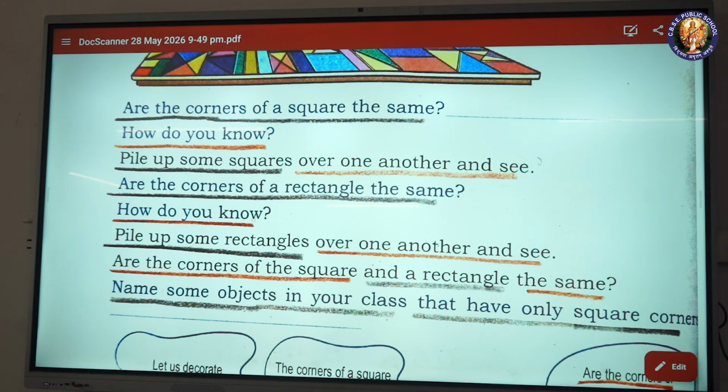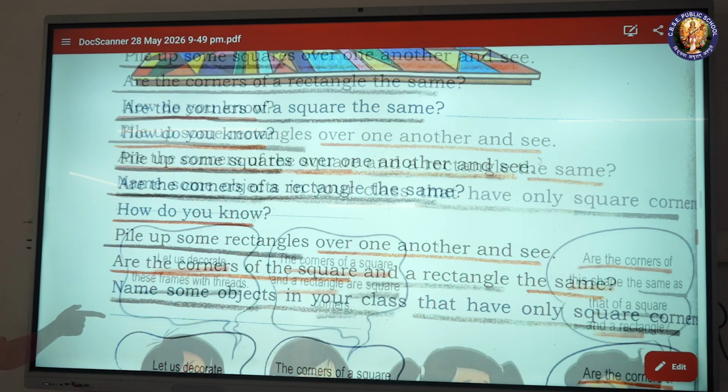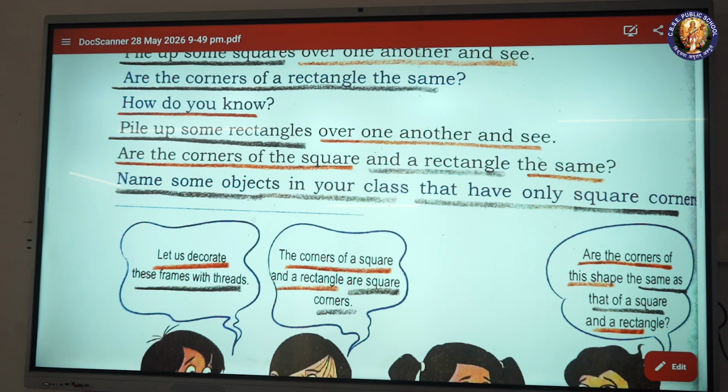Are the corners of a rectangle the same? How do you know? Pile up some rectangles over one another and see. Are the corners of the square and the rectangle the same? Name some objects in your class that have only square corners.